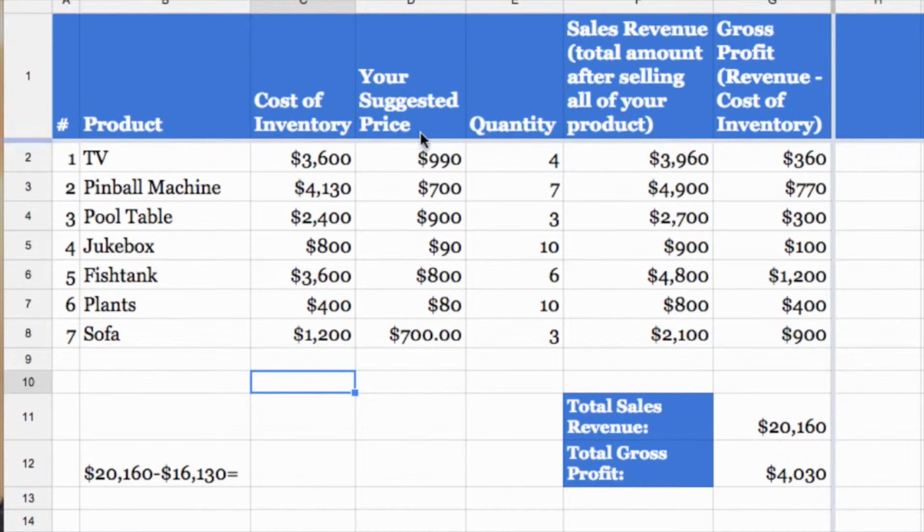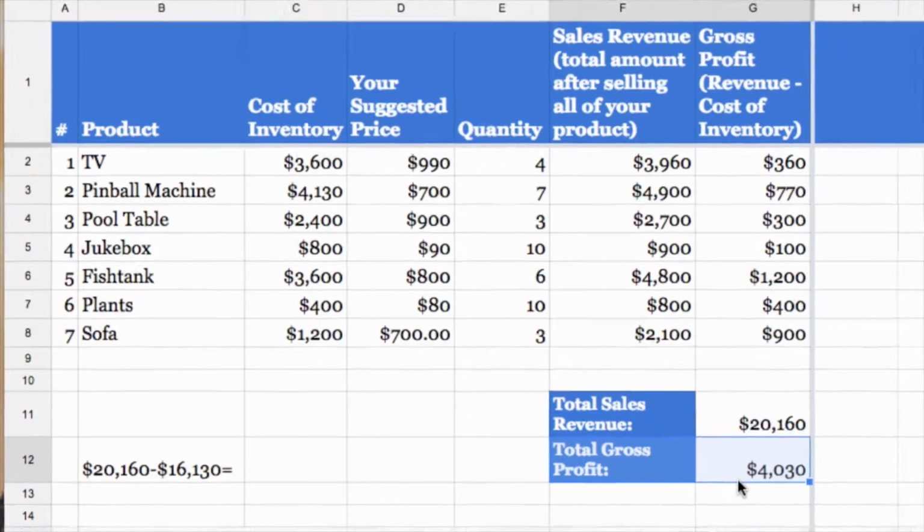After I indicated how much I would sell each product for, I multiplied the price to the potential quantity sold. The total amount after selling all of the products is the sales revenue. The sales revenue was then subtracted by the inventory cost to find the gross profit of the business. This number would be used to influence the investor. The inventory cost for my store was $16,130 and the profit margin was $4,030.